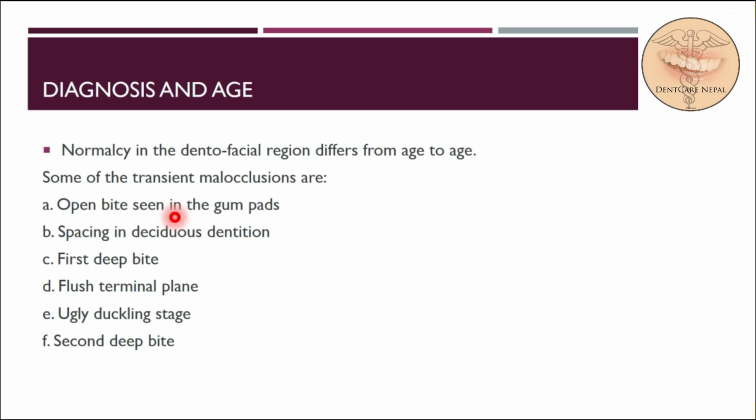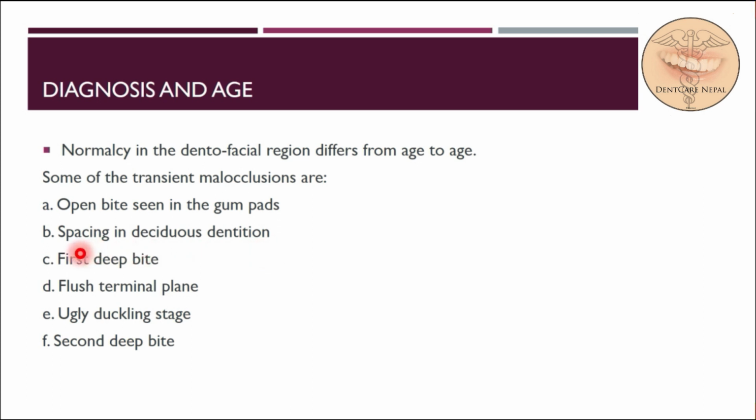And diagnosis differs according to age. Normalcy in one age cannot be normal for another age group. Some of the transient malocclusions, transient meaning short lasting, do not need any treatment; they correct on their own. These are, first, open bite seen in the gum pads. When the neonates are edentulous, the gum pads are in an open bite state. After the eruption of the deciduous dentition, the open bite state is corrected.